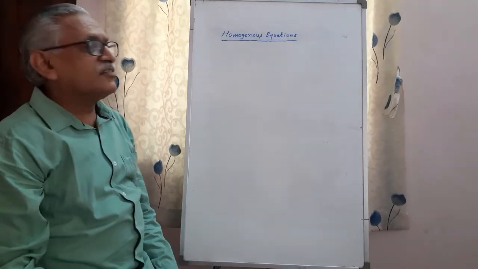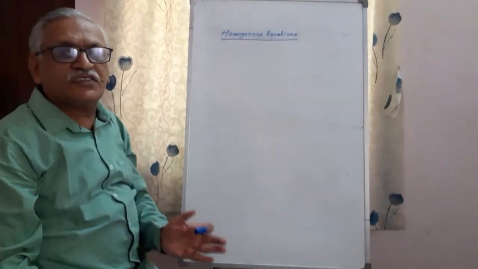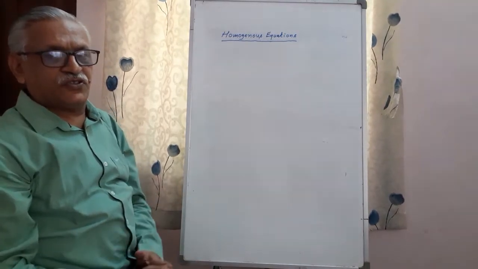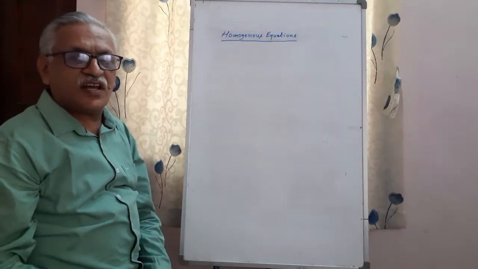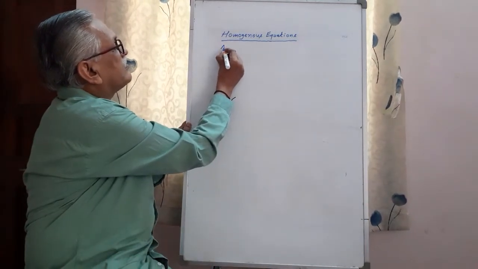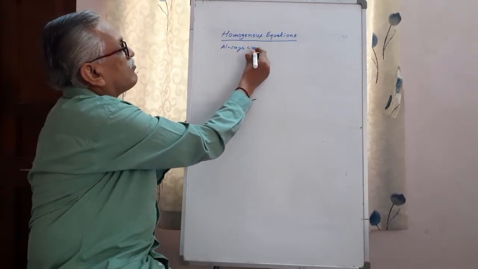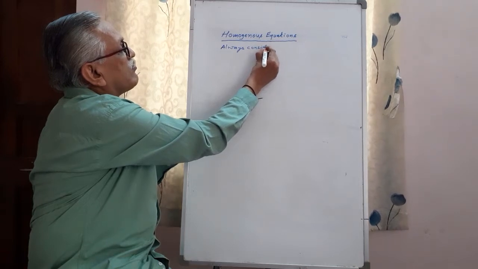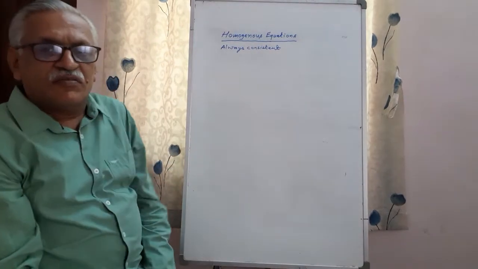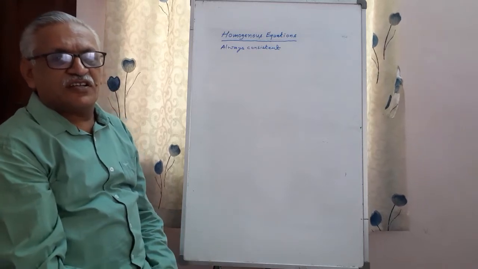Second part of simultaneous equations: homogeneous equations. Homogeneous equations means the right hand side terms are all equal to 0. This type of equations is always consistent. And therefore, the question should not be like this, test for consistency.